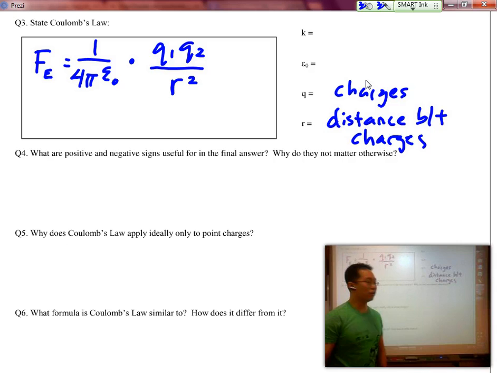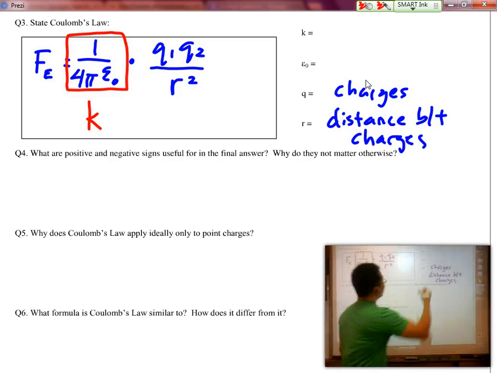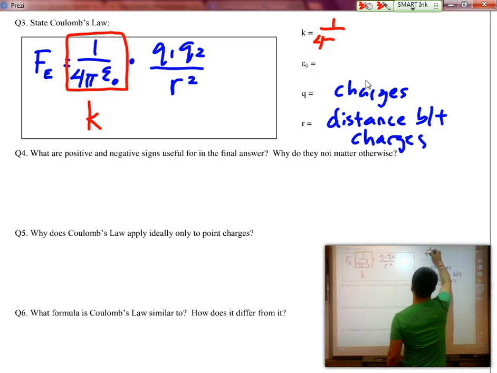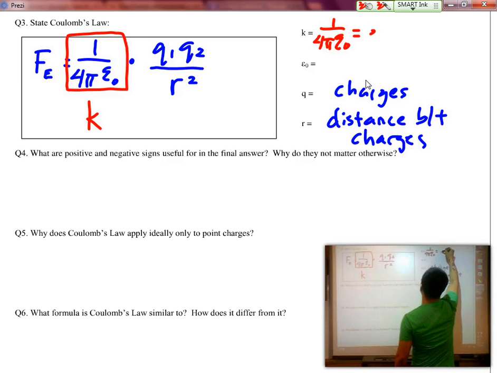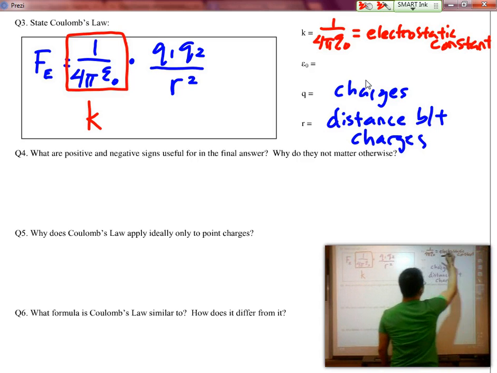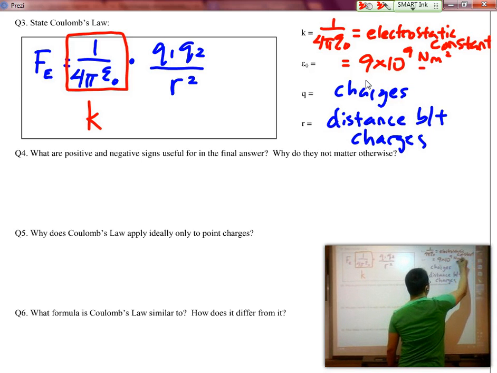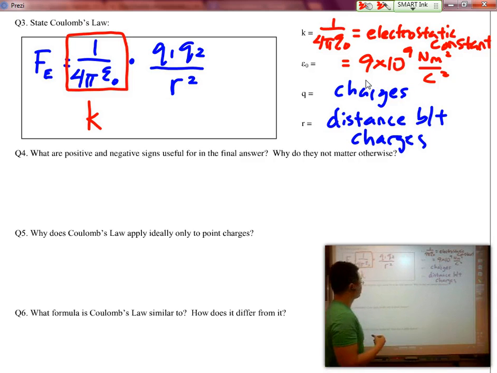Now, the thing is, don't worry too much about the vacuum permittivity constant. This is 1 over 4 pi epsilon naught. The fact is, we scientists have just written a shorthand way of writing out 1 over 4 pi epsilon naught as K. K is basically equal to 1 over 4 pi epsilon naught, and it's called the electrostatic constant. It has a value of 9 times 10 to the 9th Newton meters squared over Coulomb squared.